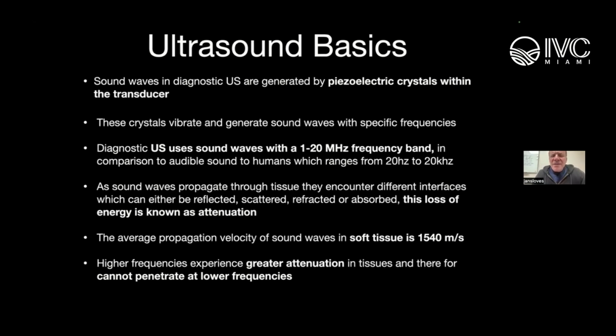Now, typically what happens is as sound waves propagate through tissue, they encounter different interfaces, which can either be reflected, scattered, refracted, or absorbed. This loss of energy is known as attenuation. The average propagation velocity of sound waves in soft tissue is 1540 meters per second. When we have higher frequencies, they experience greater attenuation in tissues and therefore cannot penetrate as well as lower frequencies. So with that, I thought that this would be a great example to share.